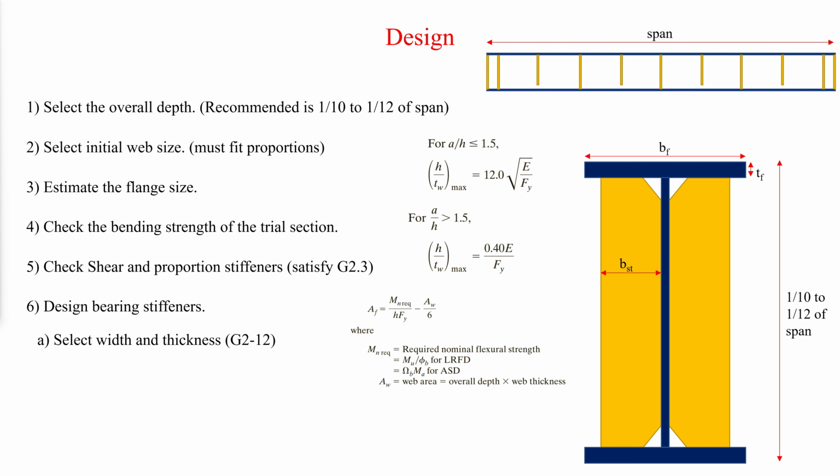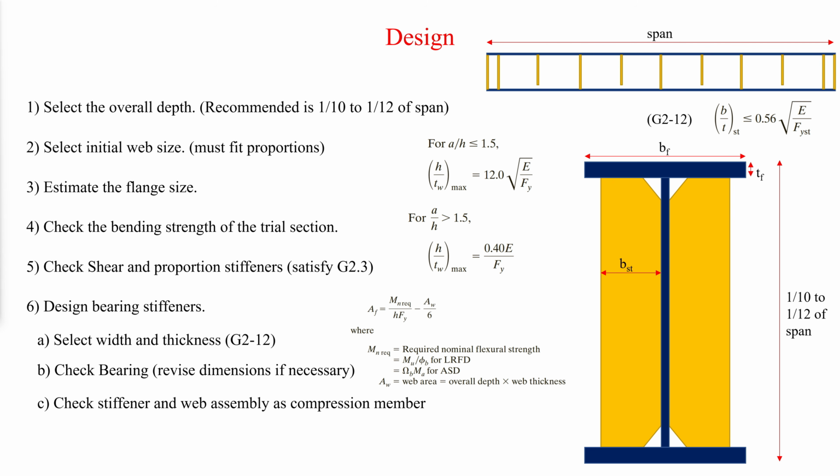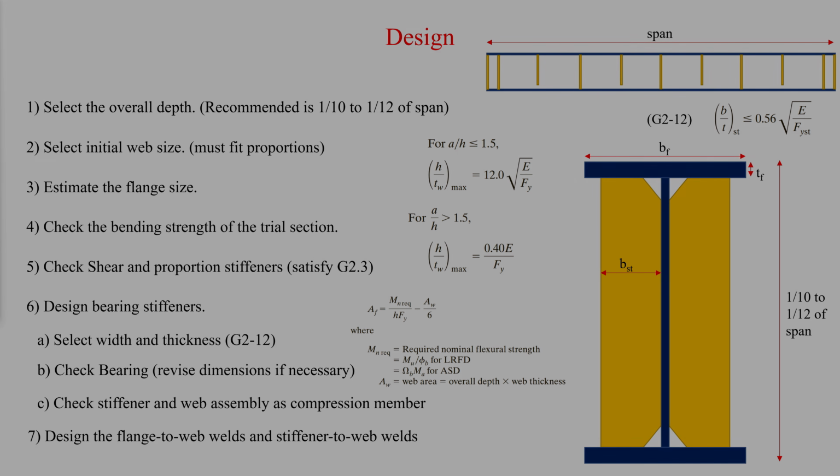Try a width that brings the edge of the stiffener near the edge of the flange and a thickness that satisfies AISC equation G2-12. Then compute the cross-sectional area needed for bearing strength. Compare this area with the trial area and revise if necessary. Then check the stiffener and web assembly as a compression member. Finally, design the flange to web welds and stiffener to web welds.